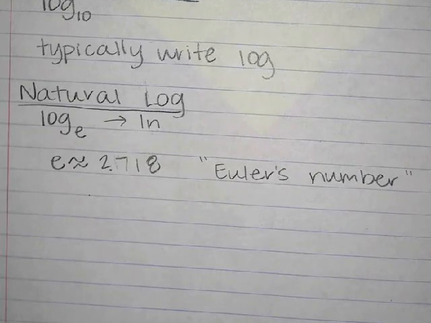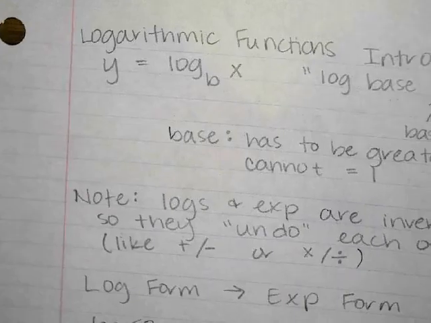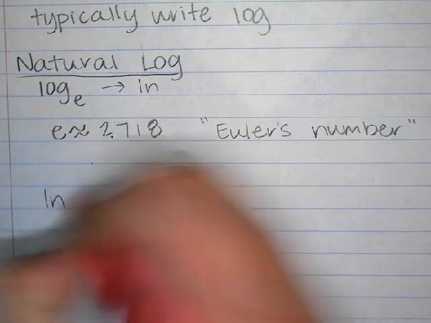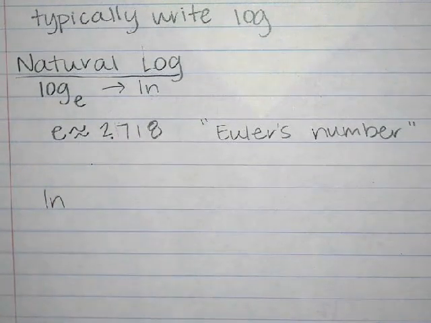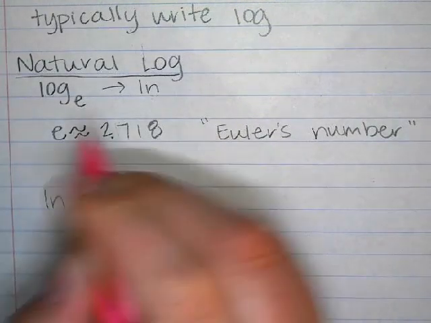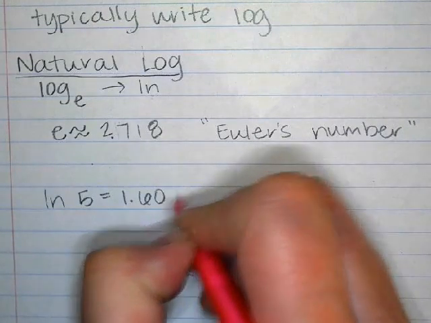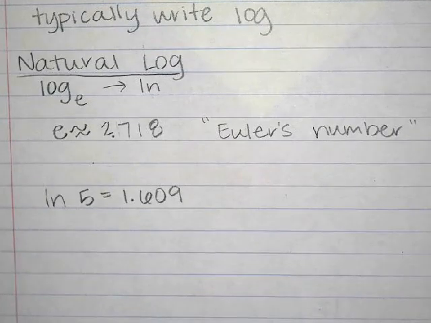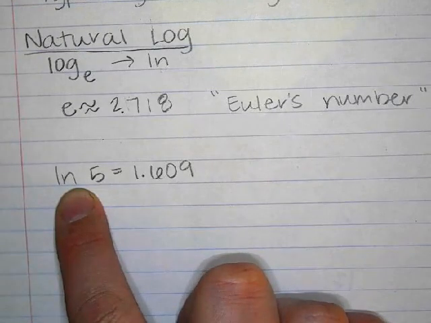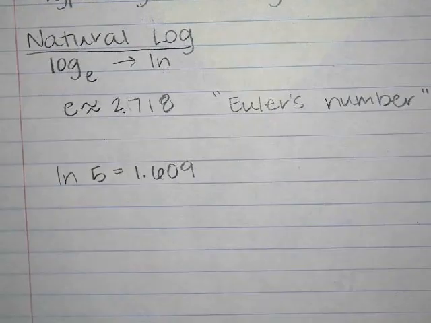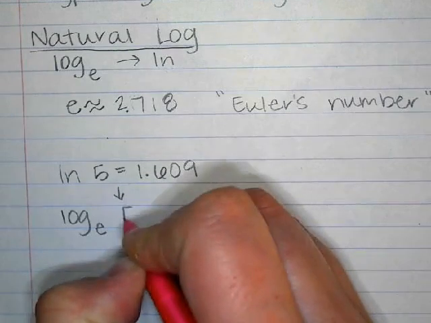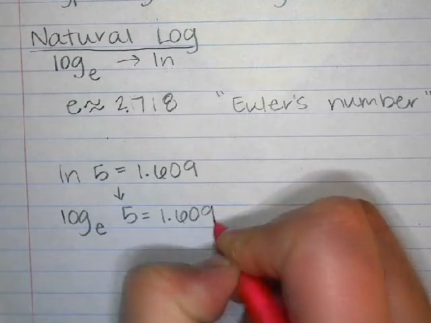Just to make sure that we feel comfortable, let's do converting LN. This is going to be a decimal, so let me figure it out. Let's convert LN 5 equals 1.609 into exponential form. If you want to leave it like this because you can picture in your head that it has a base of E, that's fine. Or what I like to do is rewrite it first as log base E of 5 equals 1.609. And then I'm ready to convert it. So how do we convert this into exponential form?